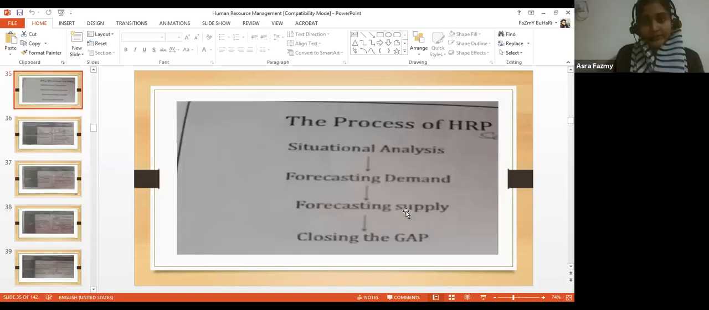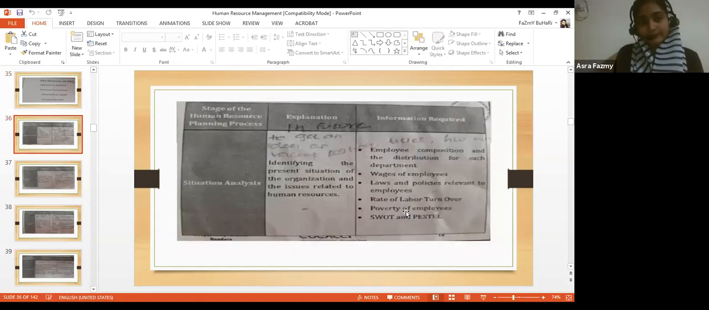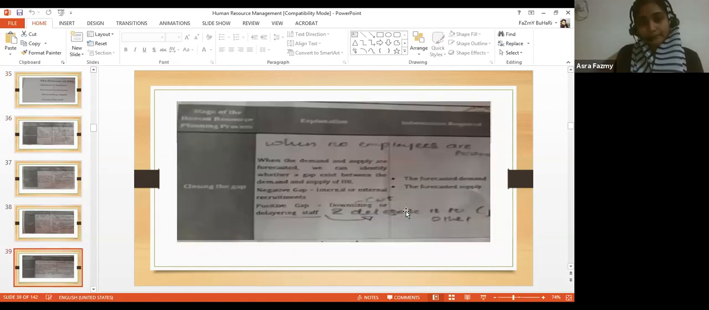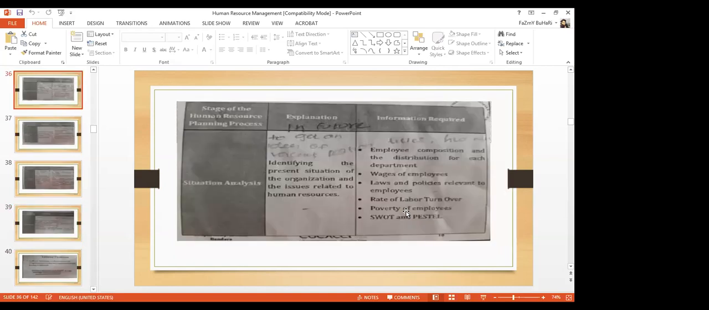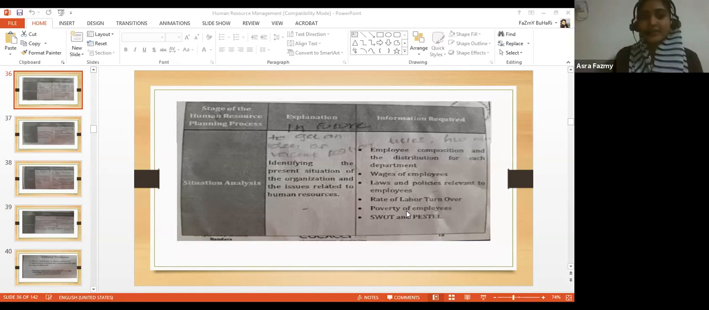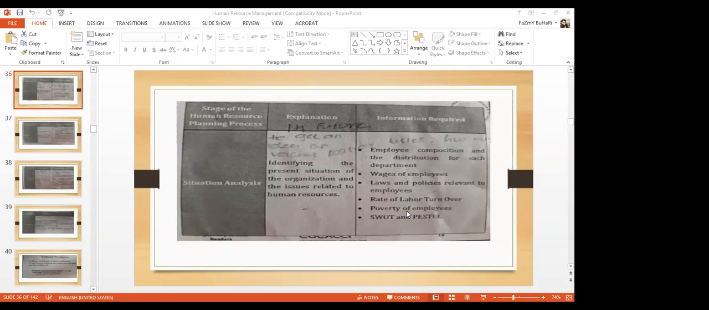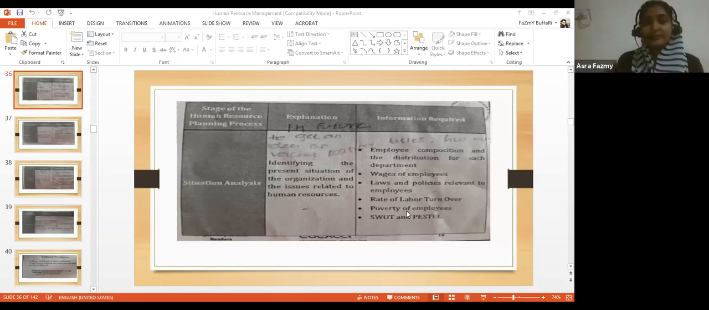So this is the process of HRP. I have to explain this process in detail. Girls, can you all see? Yes, miss. Yes, that is the process now. So you have to explain the entire process. So they're asking us what are the main stages of human resource planning along with a diagram.